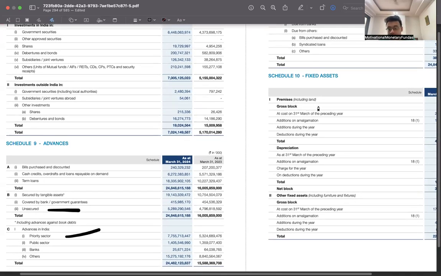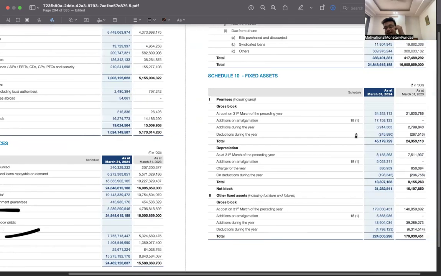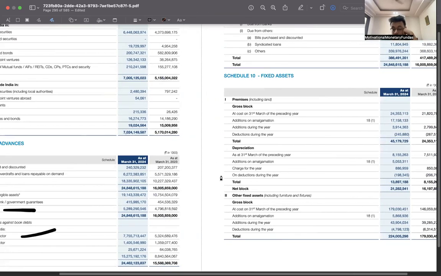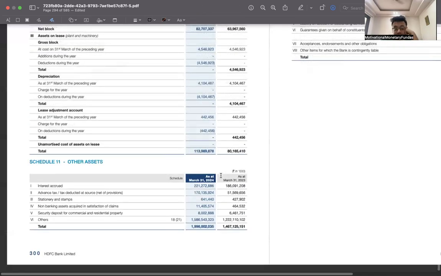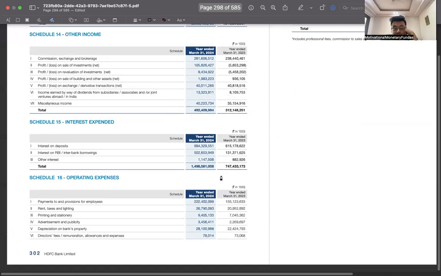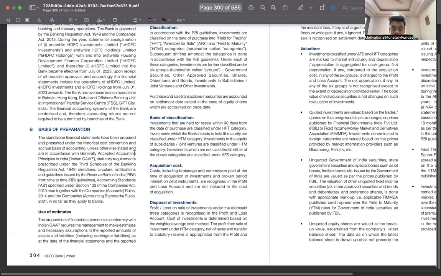Premises, your gross block is something from which the depreciation has not been subtracted. When depreciation is subtracted, it's a net block, right? How much depreciation has been charged, although in amalgamations assets of two companies came, so how much worth of assets came, right? All these things, other fixed assets, other assets, operating expenses, interest expended is something interest paid out, interest on deposits, some interest paid to RBI too, what comes in other income, all these components are a part.